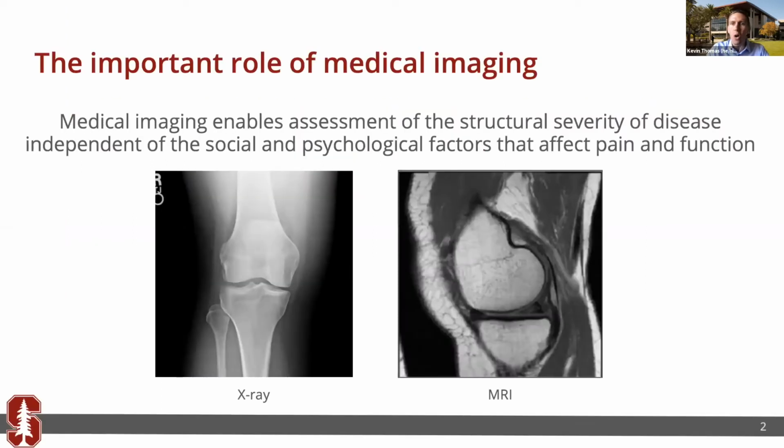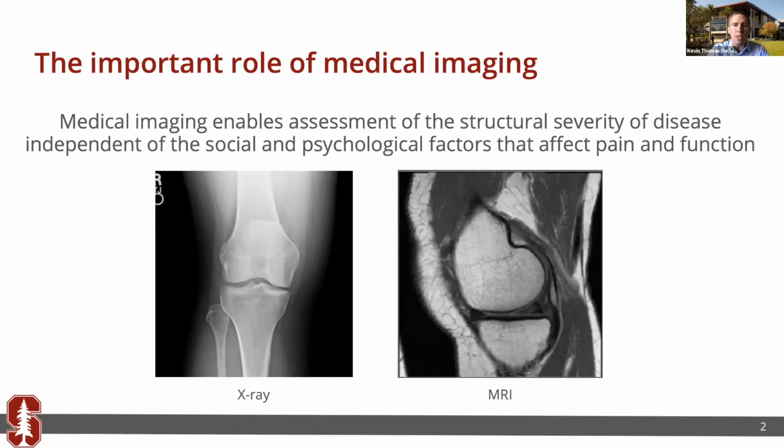Osteoarthritis, or OA, is one of the most likely causes of knee pain in older adults. It involves inflammation and degradation of the structures of the knee, including the bones and the cartilage. Now, medical imaging allows us to visualize the tissues that make up the knee and assess how healthy they are. And for that reason, imaging is an important source of structural disease severity measurements in OA research.